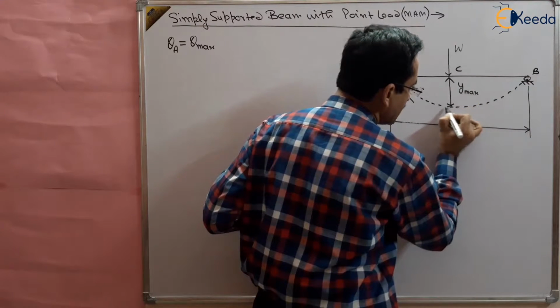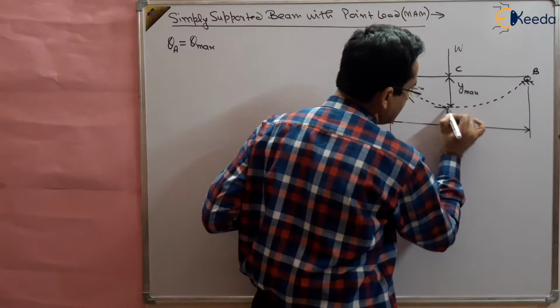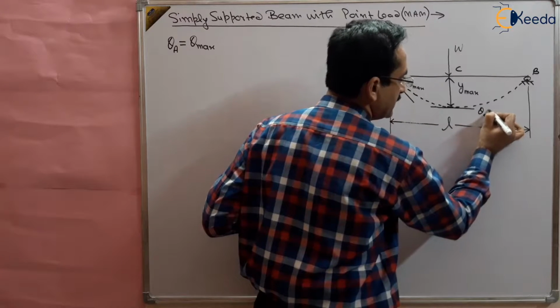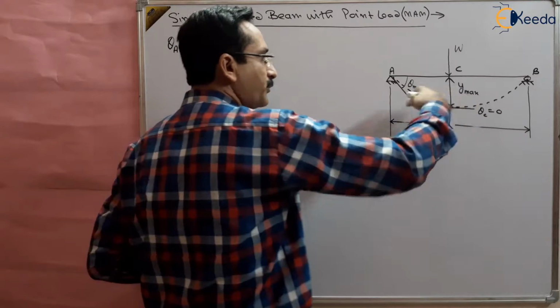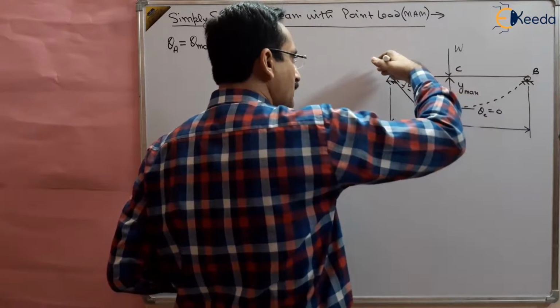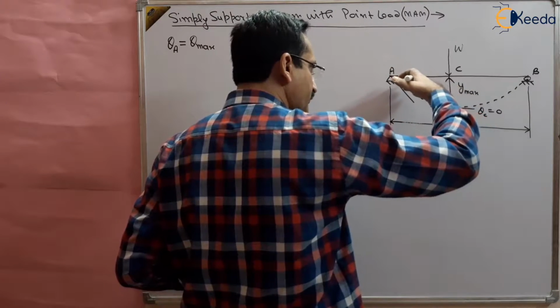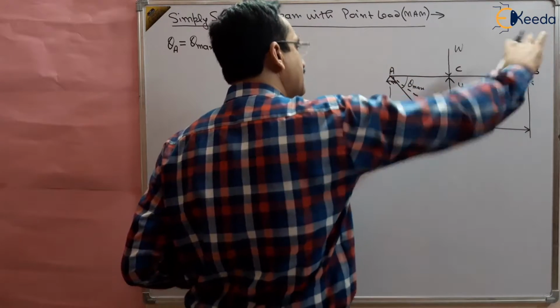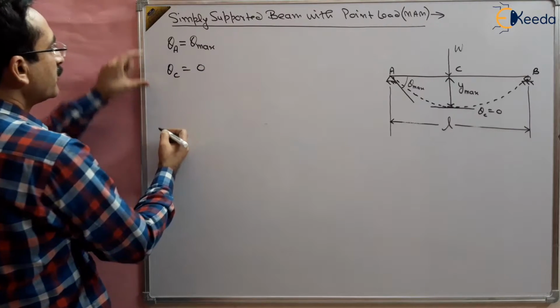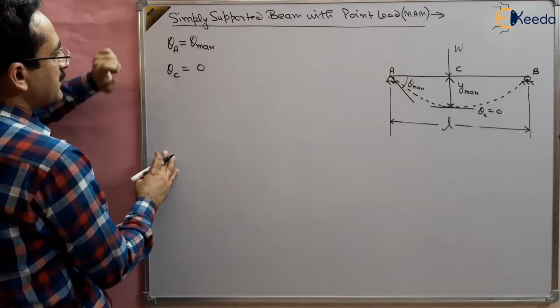So you can see here the slope of this point theta c is 0. The curve is first increasing in the negative direction and then decreasing, so theta c is 0, right? So we have chosen these 2 points, a and c.